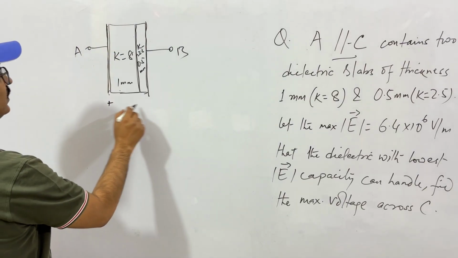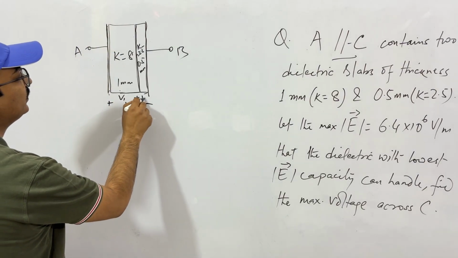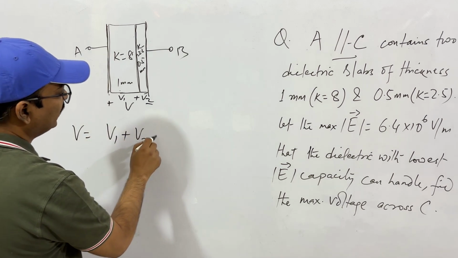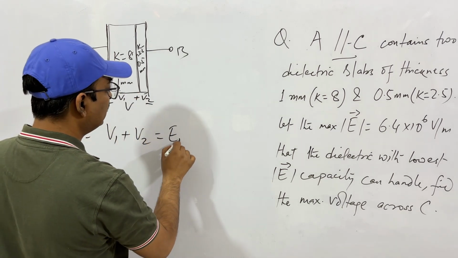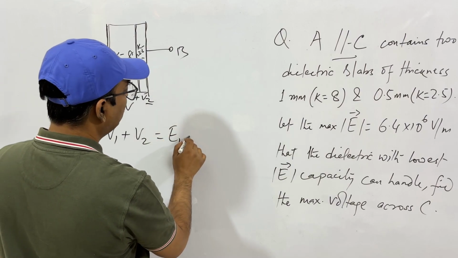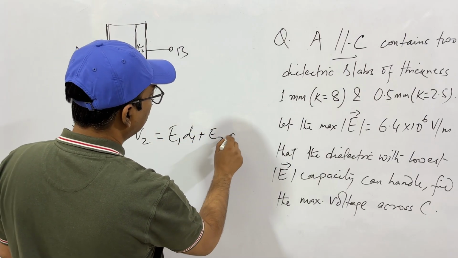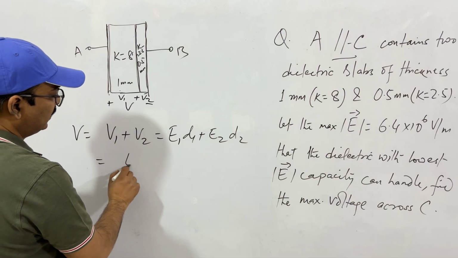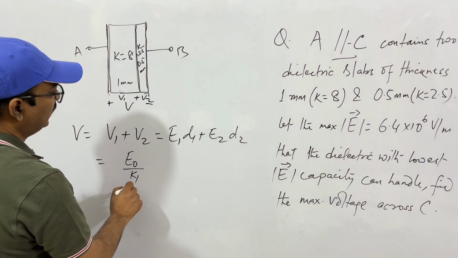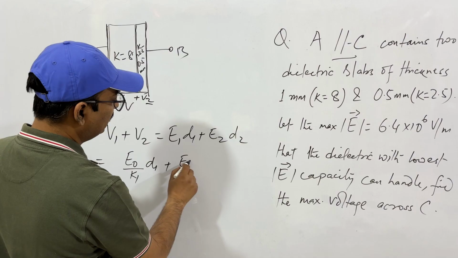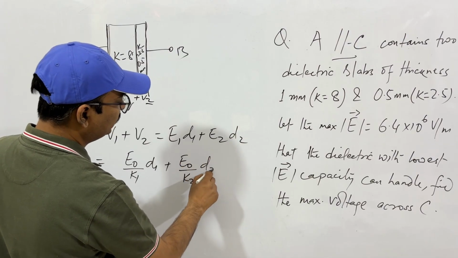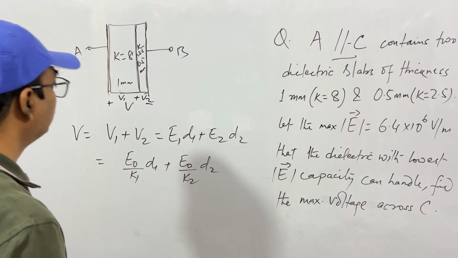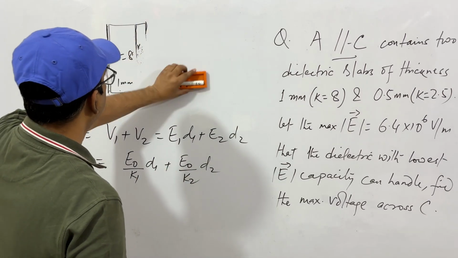See, voltage across C, this is V1 plus V2. So we have to find V, which is V1 plus V2. And this is, if E1 is this, then E1 into this 1 mm, let's say d1, and E2 into d2. Now E1 is what? You can write E1 as E0 by K1, d1, then E0 by K2, d2. And it says maximum it can handle 6.4. So we'll put this value here.